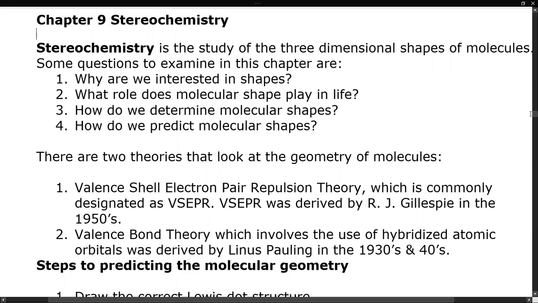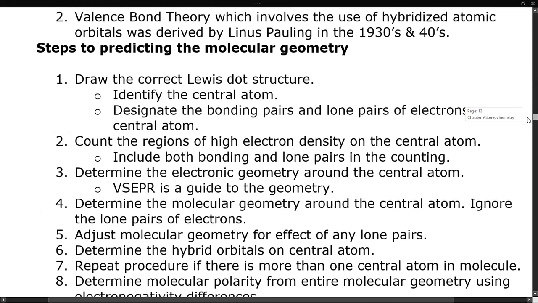So what are our steps? We're going to draw the correct Lewis structure. We're going to identify that central atom and how many bonds and non-bonding pairs are on that central atom. Count up the regions of high electron density. That's going to be your overall molecular geometry. And then we're going to determine the electronic, and then we'll determine the molecular.